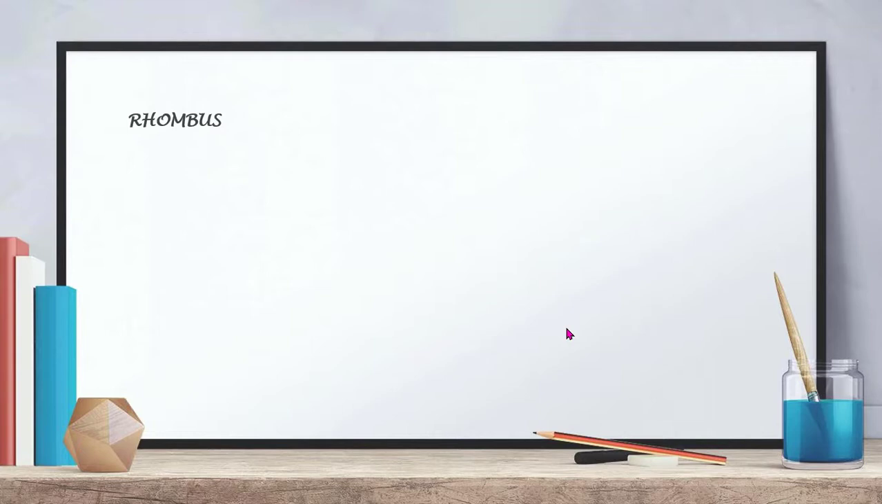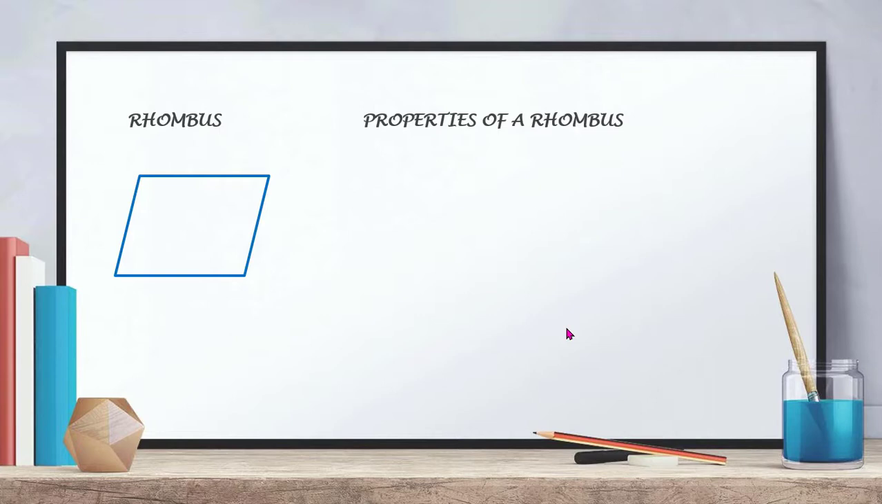The fourth geometrical shape in this study of mensuration is the rhombus. A rhombus looks like that, and it has the following properties. Property number 1. The opposite sides are parallel. This side and that side are parallel. That side and that side are also parallel.